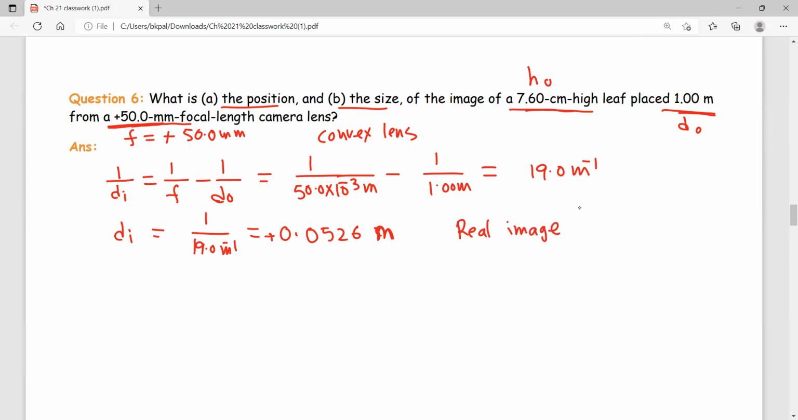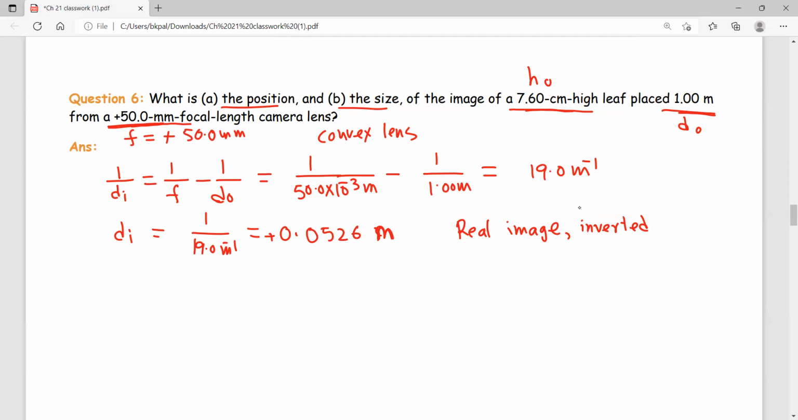Okay, and for a lens, real image means the image is on the other side of the lens. And this positive also tells us that a real image is always inverted. So we will see that when we calculate the magnification or the size of the image, it is negative.